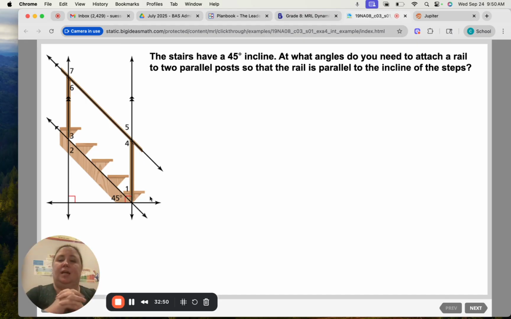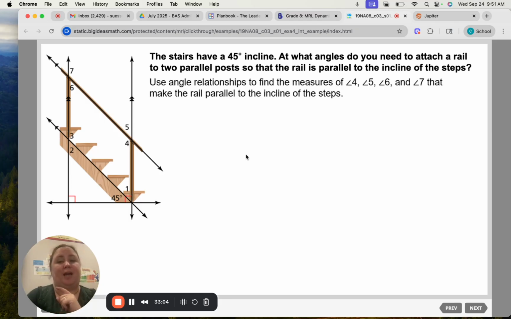There we go. Have a 45-degree incline. At what angles do you need to attach a rail to 2 parallel posts so that the rail is parallel to the incline of the steps? All right. This is actual math.